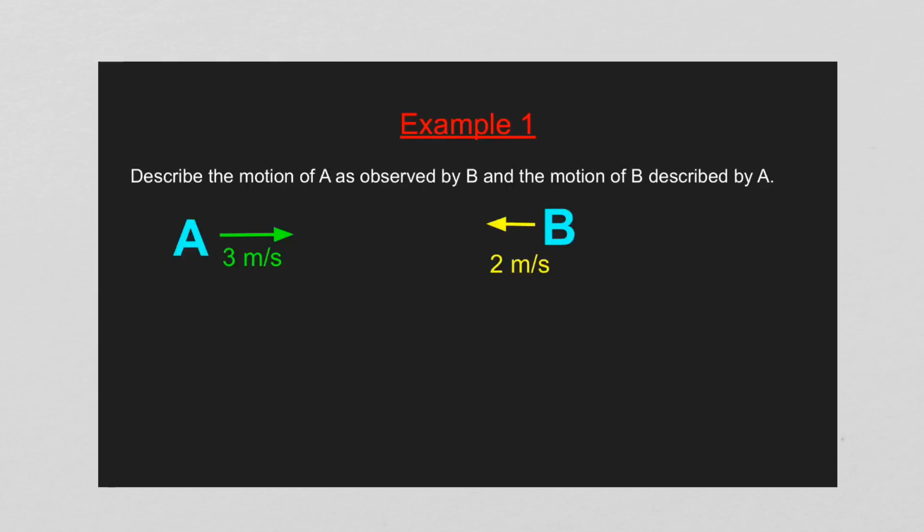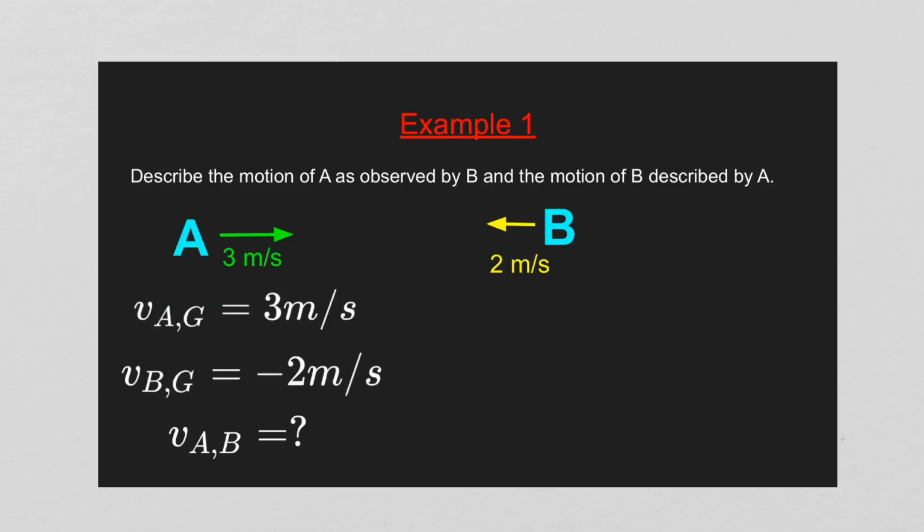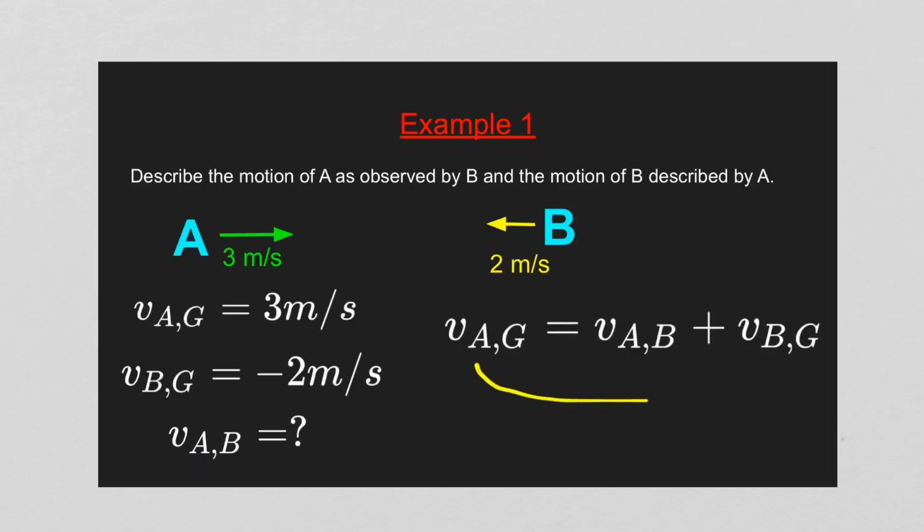All right, so let's look at an example real quick. In this example, I've got person A moving towards person B, and person B is moving towards person A. So I start by writing down my knowns. I need a stationary observer. I like to use the ground, G, and I want to know what VAB is. So we'll take a look again. The inner terms match, so I know I've set up the equation correctly.